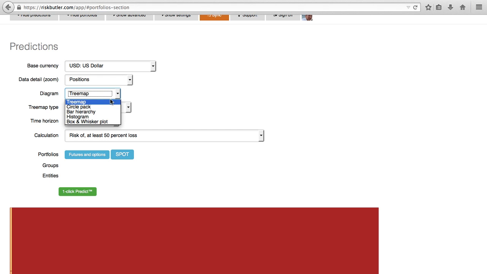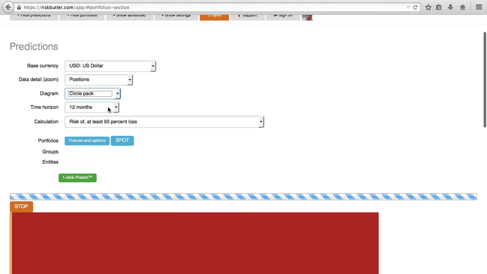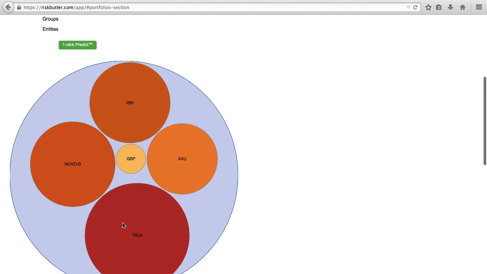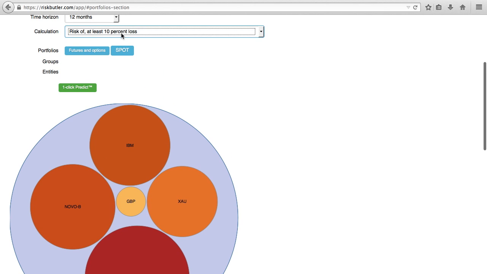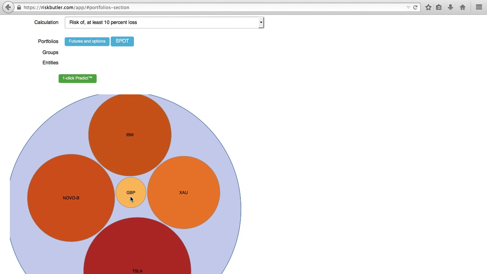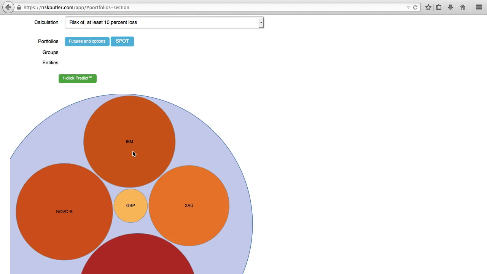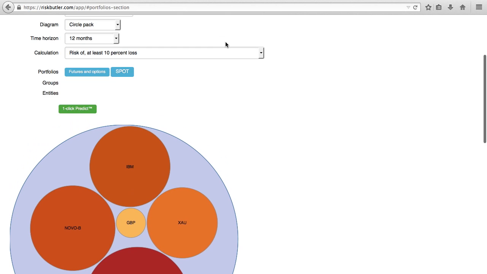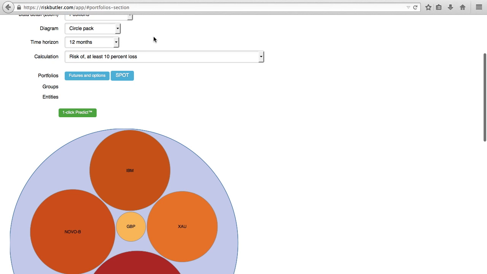We also have another diagram type called the circle pack, and here we can see that the Tesla is the most risky again, and again we can click on each of these circles to get more information, or we can also just put our mouse pointer on one of the circles, and again the tooltip reveals more information. So in this case, the pound sterling has a 4.15% chance of losing at least 10% in 1 year's time, or 12 months.